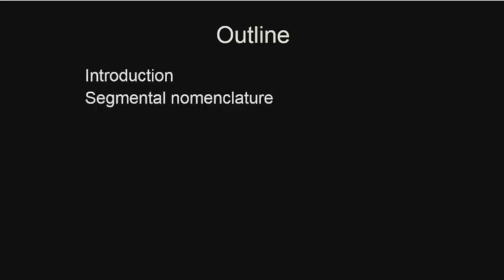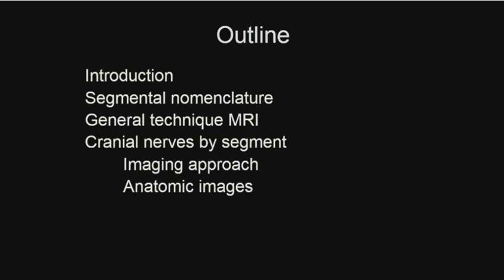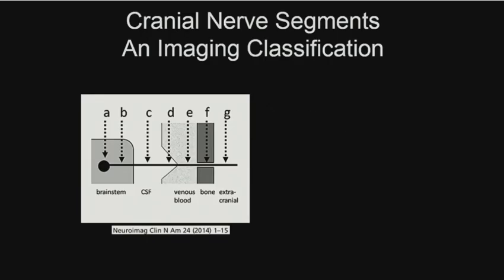First, we'll have this introduction. We'll talk about the segmental nomenclature that we've developed. We'll talk about the general MRI technique for 3D high-resolution imaging. We'll then turn our attention to describing the various cranial nerve segments. And for each segment, we'll talk about the imaging approach for that segment. We'll talk about some of the normal anatomic images as well as some of the pathologic cases, and then there'll be a brief summary.